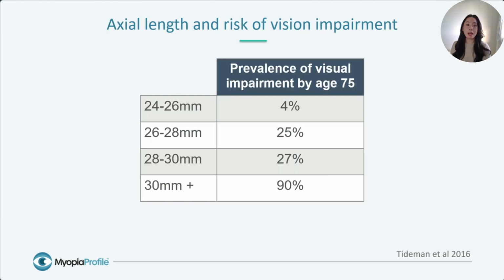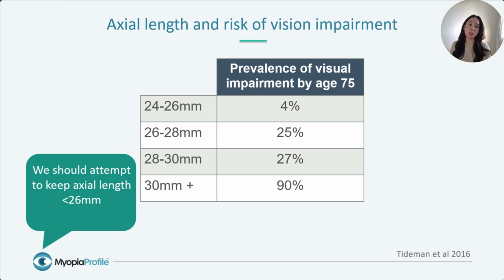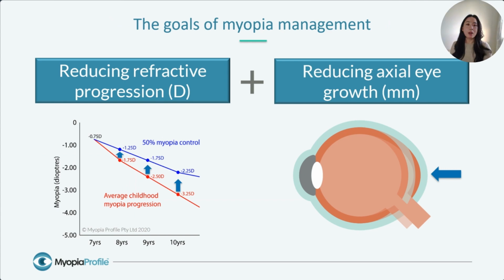The same principle applies when we look at axial length. Here we can see that there is a clear relationship between increasing axial length and the risk of visual impairment by age 75. That's why, just as we aim to keep refractive error below -3 diopters, we should also aim to keep axial length below 26 millimeters. So really, our goals in myopia management are twofold. We want to slow the change in prescription and slow the growth of the eye itself.